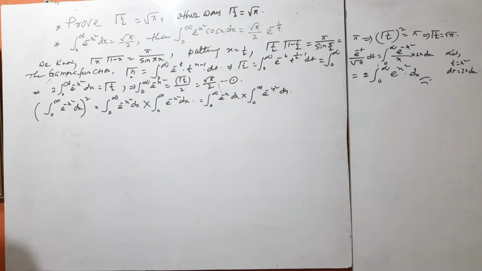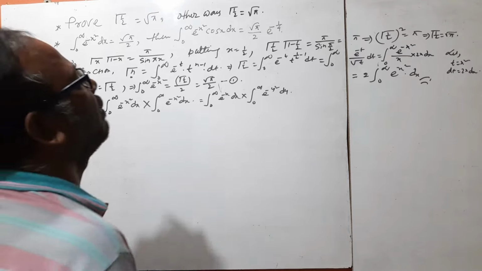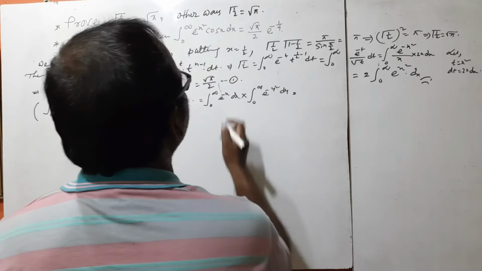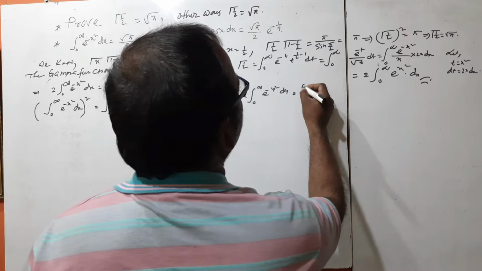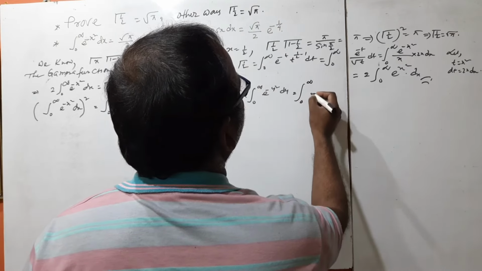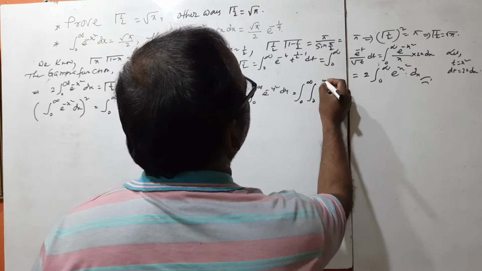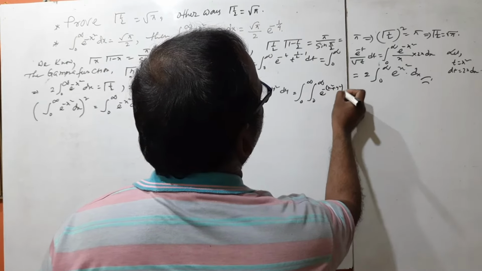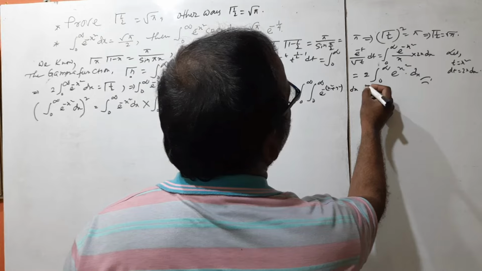Okay, from this relation we can easily write, since x and y are independent variables, the integral from 0 to infinity and again from 0 to infinity of e to the power minus x square plus y square dx dy.